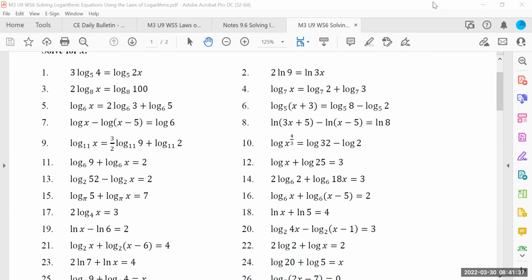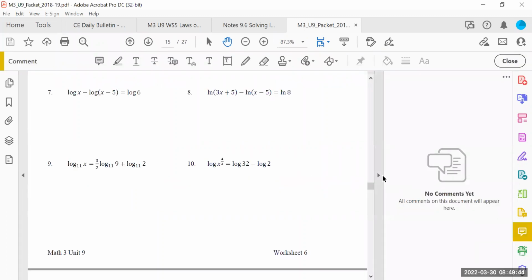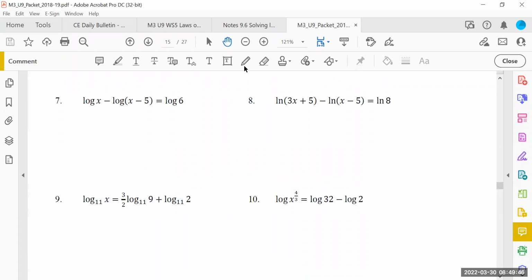So 9.6, numbers 8 and 10 on the homework. Let's talk through number 8. So for number 8, I need to combine these two logs. How do I do that?